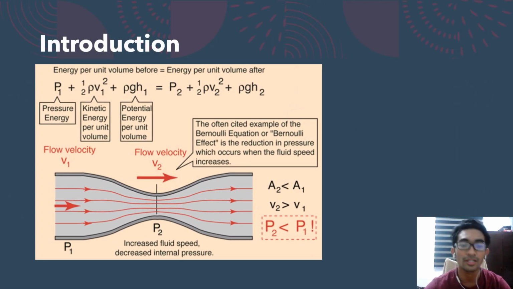Okay, for the introduction, what is the Bernoulli equation? The Bernoulli equation consists of three terms: P plus half rho V squared plus rho g h. The first term refers to the pressure energy, the second term refers to the kinetic energy per unit volume, and the last term refers to the potential energy per unit volume. V is the velocity of the fluid, and h is the elevation of the fluid.